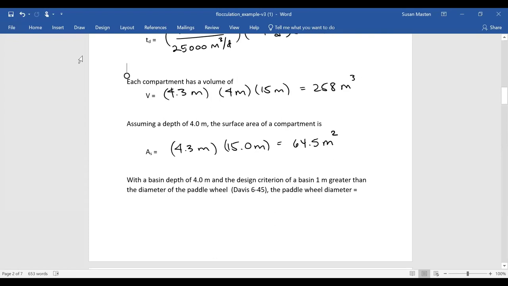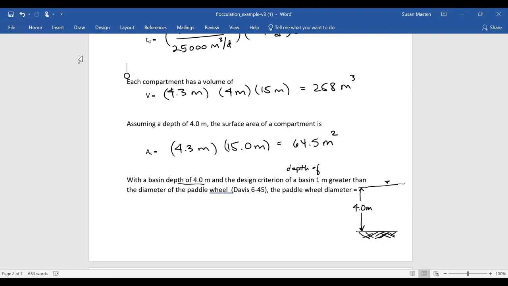So now we need to size the paddle wheel itself. We've got a basin depth of 4 meters. We've got a design criteria that the depth of the basin needs to be 1 meter greater than the diameter of the paddle wheel. So here's the bottom of our basin, here is the water level, and this is the depth of the water. So what we're calculating with all of this is the depth of the water.